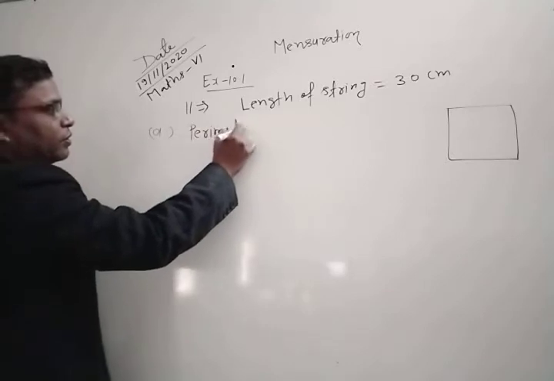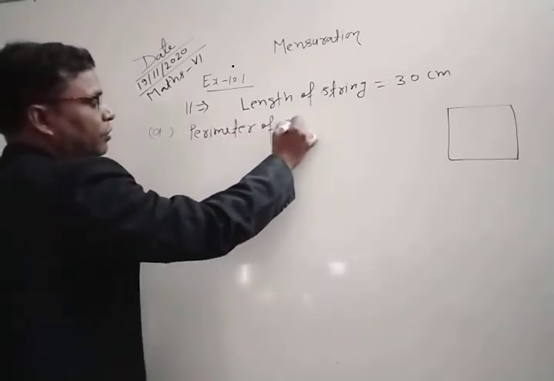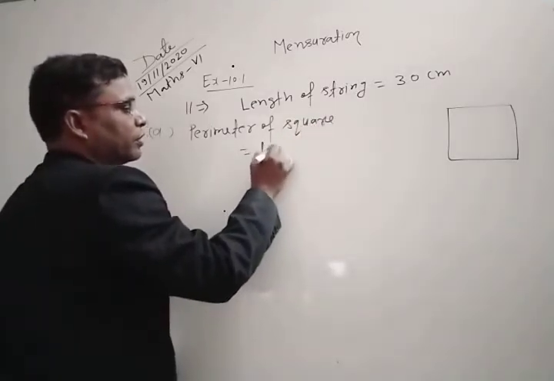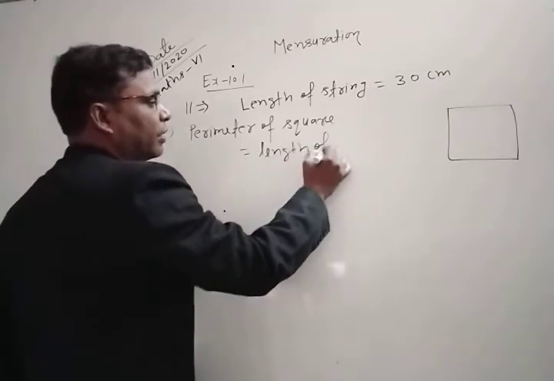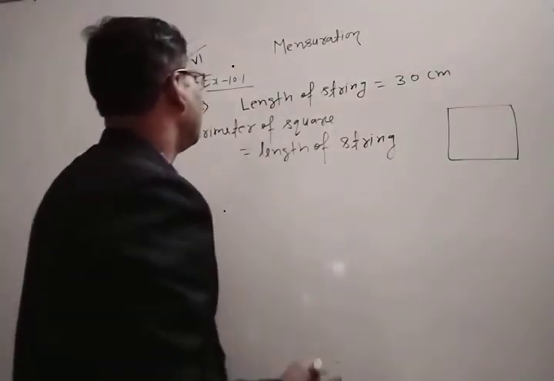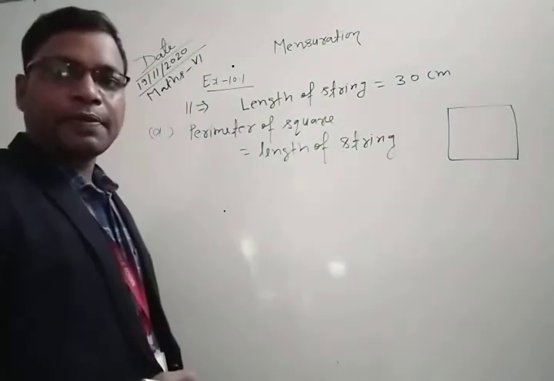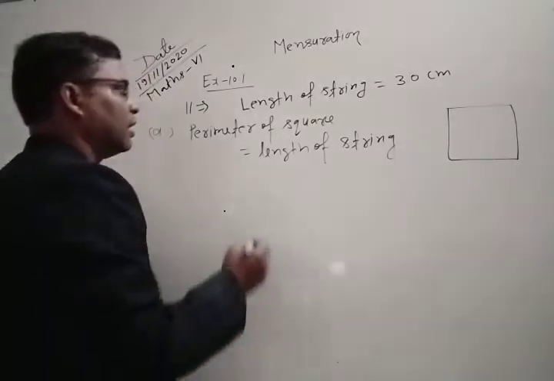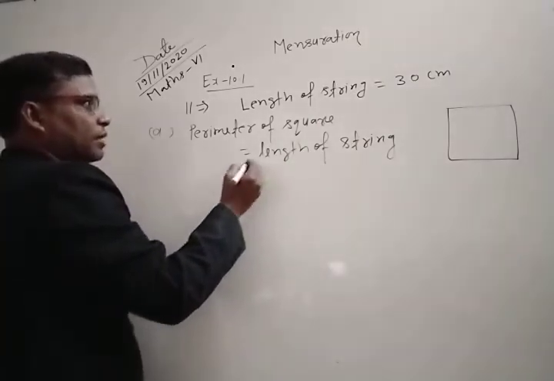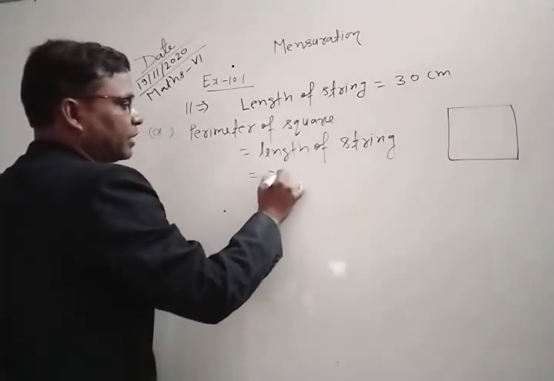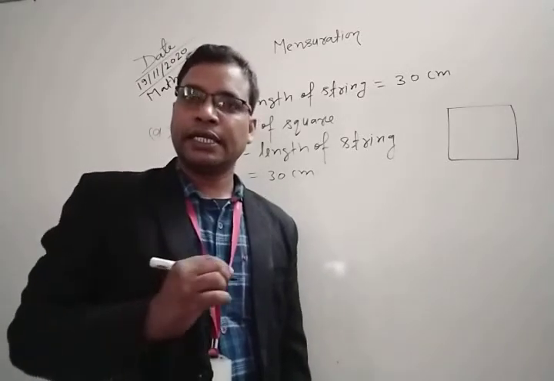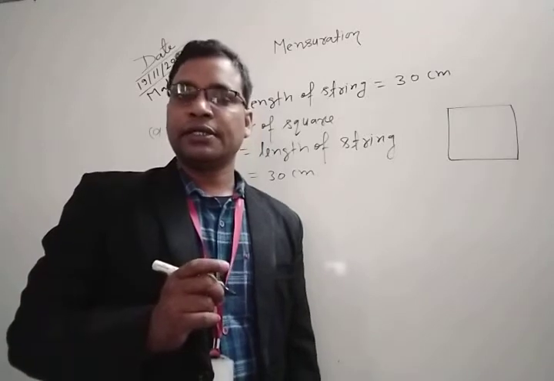Perimeter of square is equal to length of string. What does it mean? Perimeter of square is equal to length of string. This is clear now. So what is the length of the string? This is given, 30 centimeters.